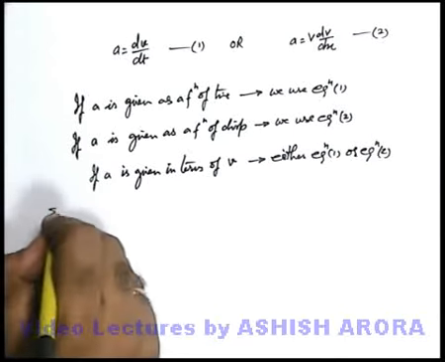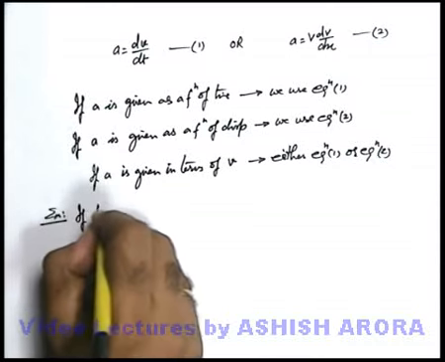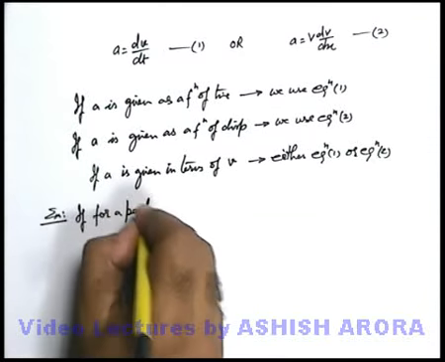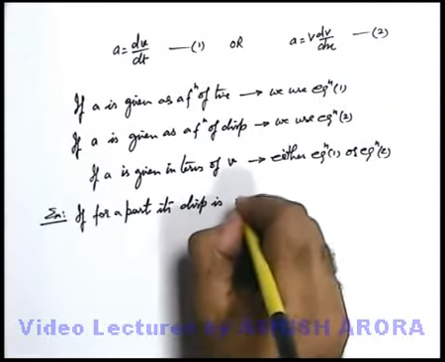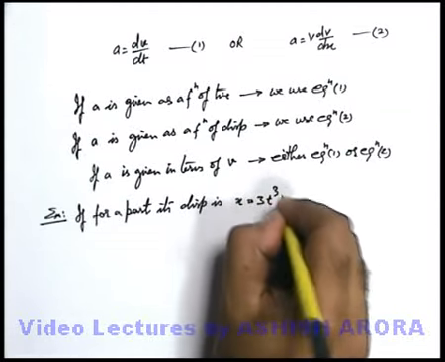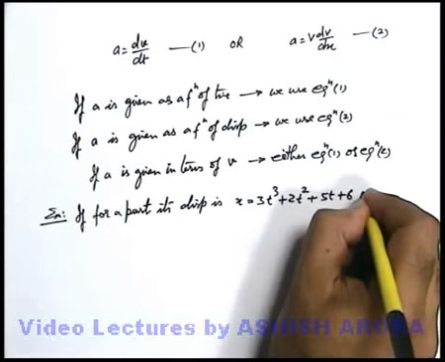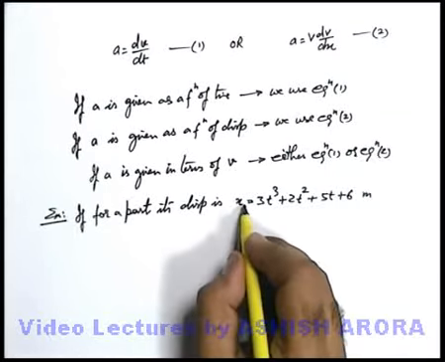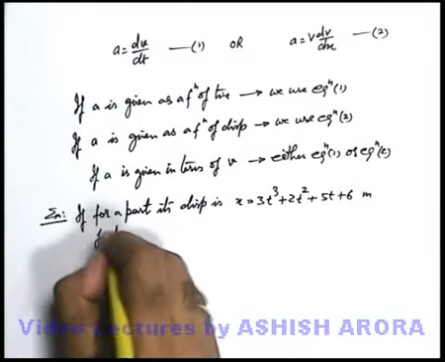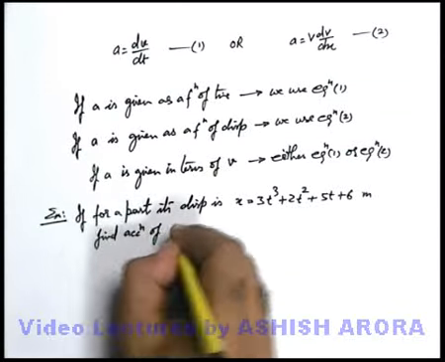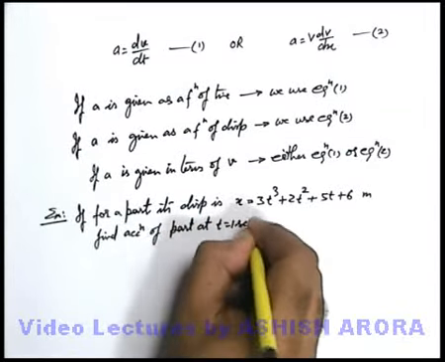Let us take up one example here. Say for a particle its displacement is x equals 3t cube plus 2t square plus 5t plus 6 meter. Here the displacement is given as a function of time, and say we are required to find the acceleration of the particle at t equal to 1 second.